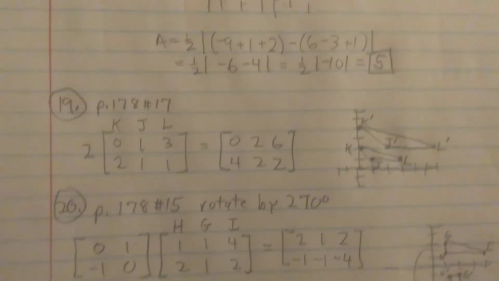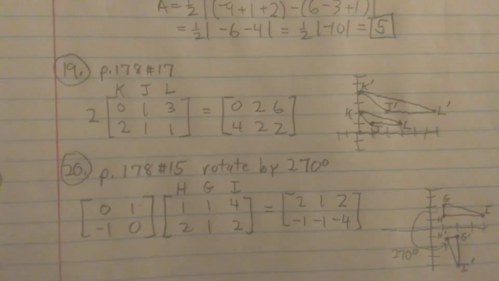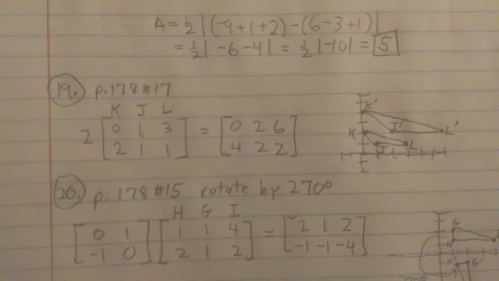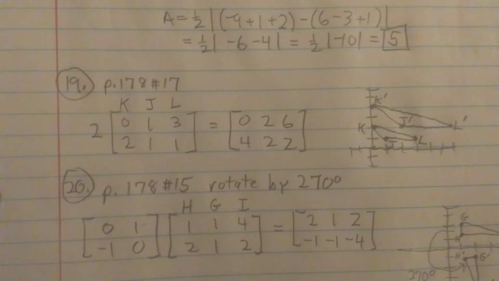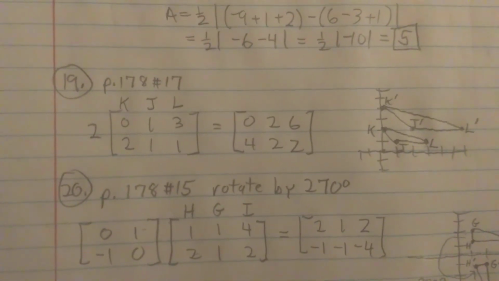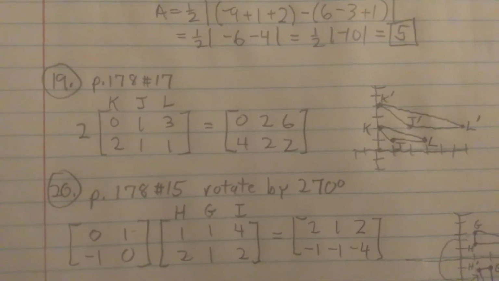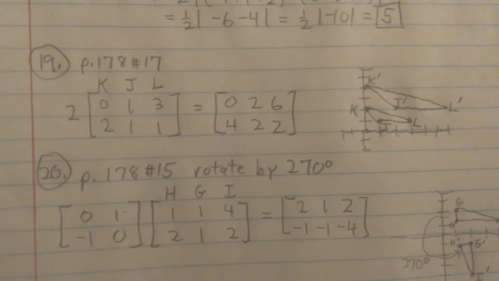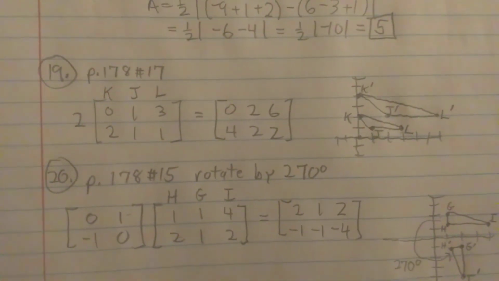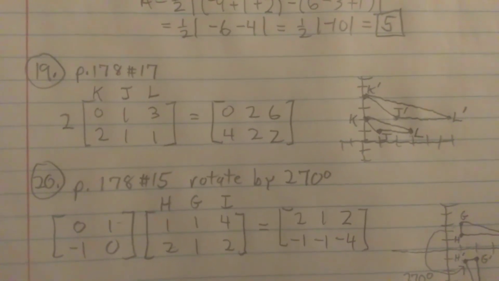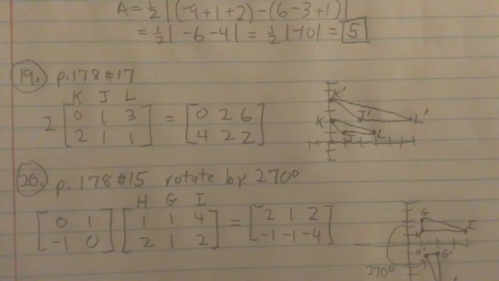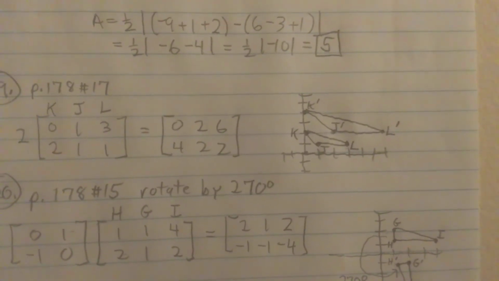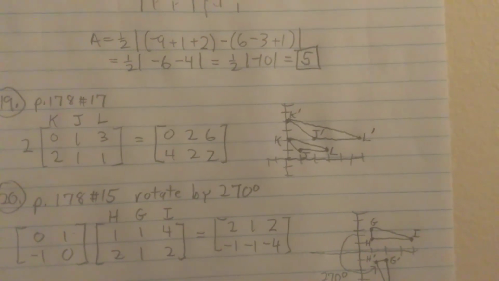Now on 19, we have a dilation, page 117, number 17, and the points K, J, L, as K is 0, 2, J is 1, 1, and L is 1, 3, is shown the bottom triangle. And if we multiply everything by 2, that's making it twice as far away each point from the origin. So J prime, K prime, and L prime are 0, 4, 2, 2, and 6, 2, which are shown graphed above.